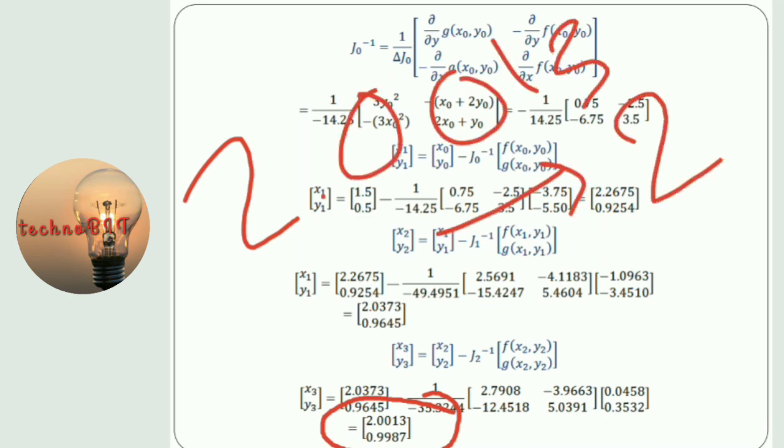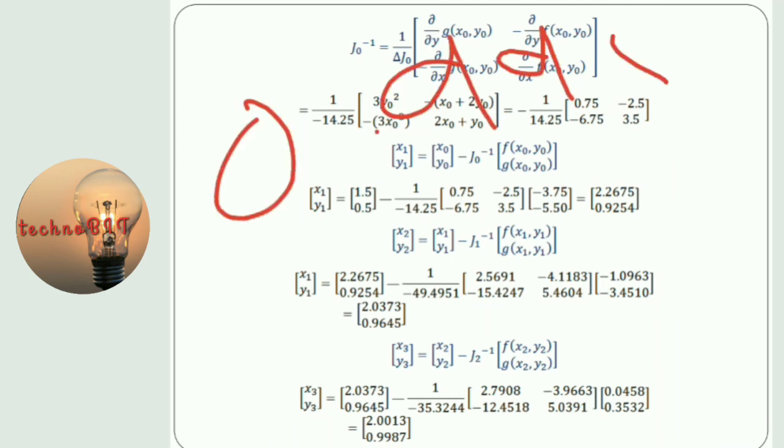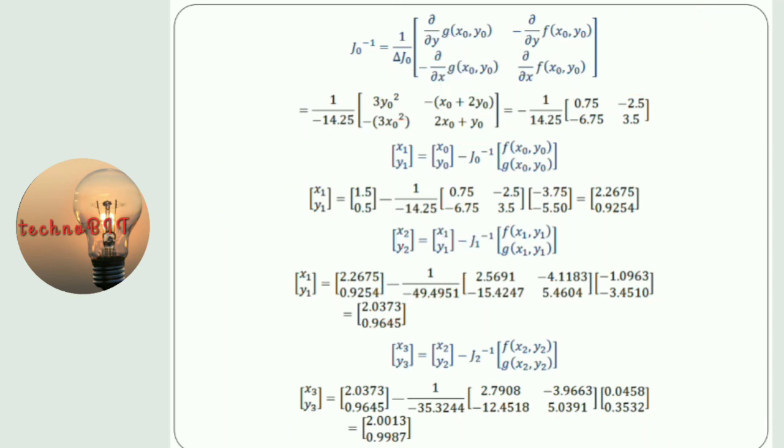And what is the root? That is 1. So we can see how close it is. The error is very small, and we are getting this close result in just 3 iterations because this is the Newton-Raphson method. So this is the solution for this kind of problem with a multivariable function.